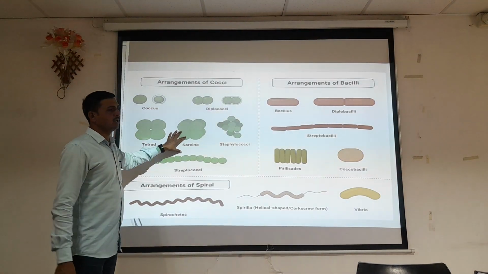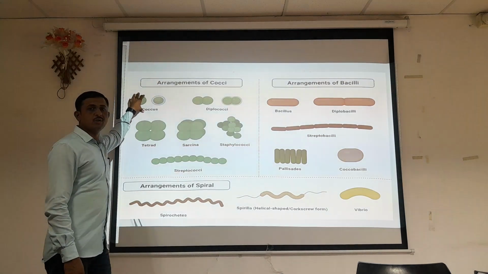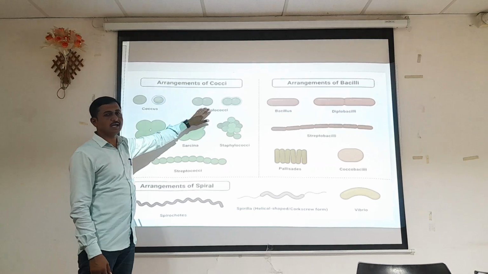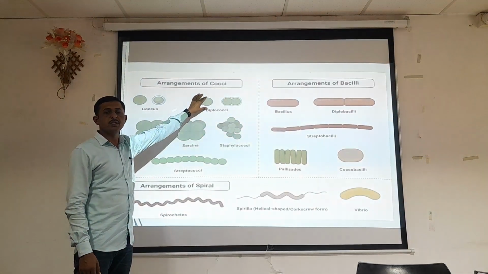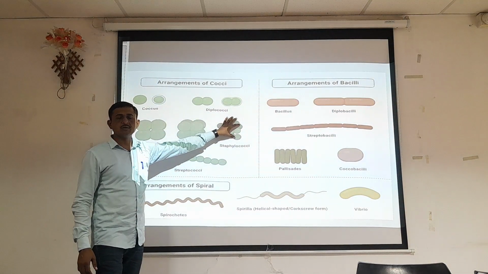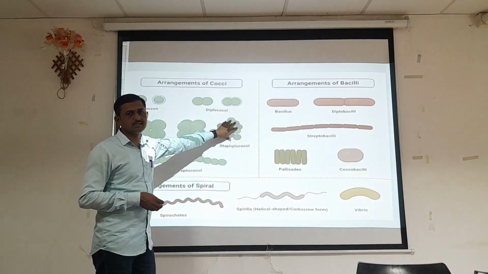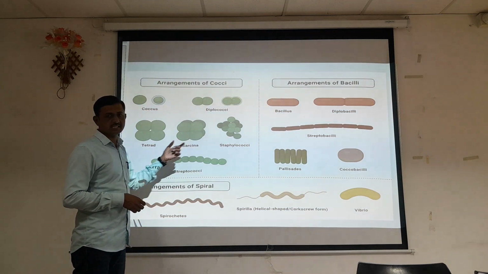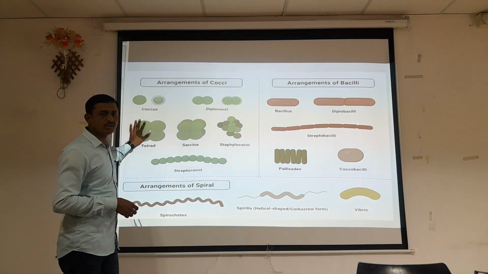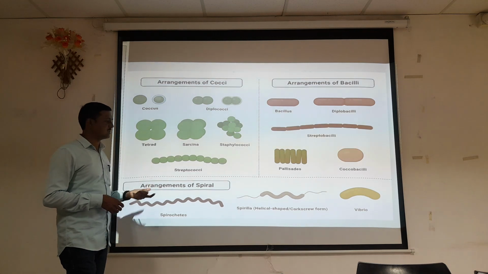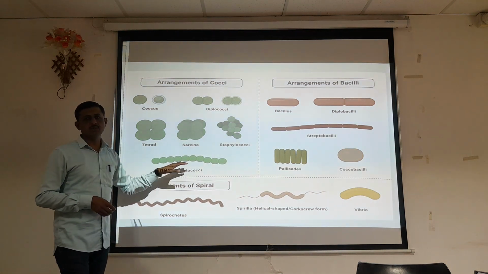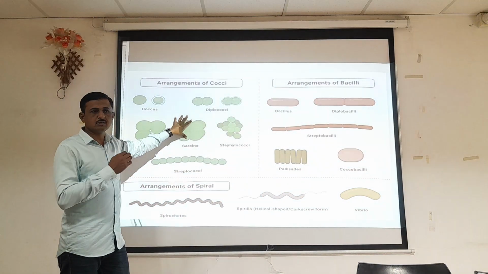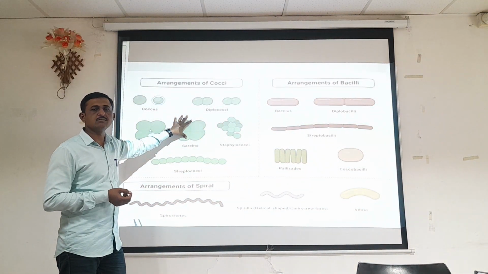In this diagram, we can see when cocci are found as a single cell, they are nothing but cocci. When two cocci attach with one another, they become diplococci. When cocci are found like a bunch of grapes, they are staphylococci. With a group of 8 cells, they are sarcina. With a group of 4 cells, they are tetracocci or tetra type of arrangement. If they are found in a chain, you can say they are streptococci. So this is the cocci shape of organisms' arrangement.